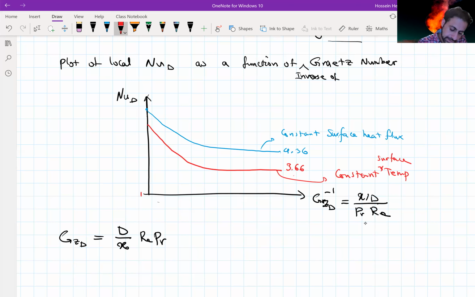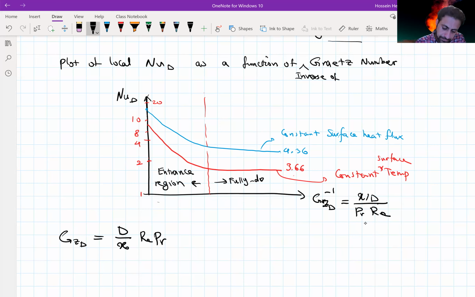And if I want to put numbers, this is in the log scale, so it's going to be around 2, 4, around 8, 10, and at the end we're going to have around 20. And the length over which you are going to have the change from the developing region, so this is the entrance region, and this is the fully developed region. That's going to be around 0.05.